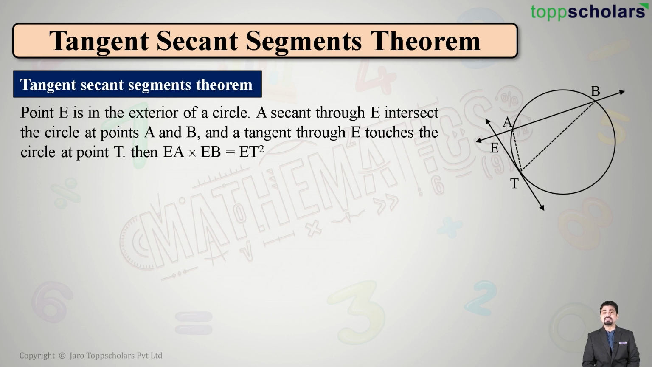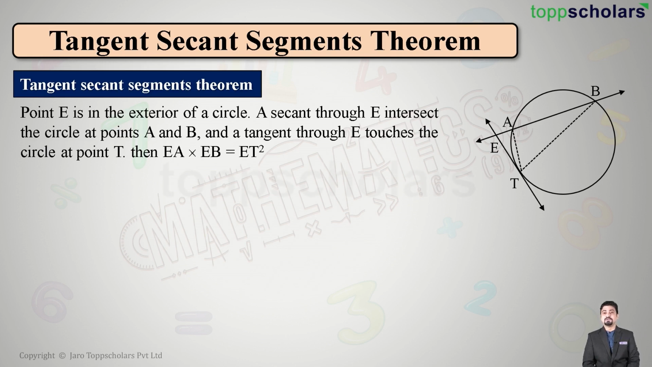From E, a line EB is drawn, cutting the circle at A and B, respectively. And also a tangent is drawn from E, touching the circle at point T. Then we can say EA into EB is equal to ET square. That's right. Then this is known as the tangent-secant segments theorem.